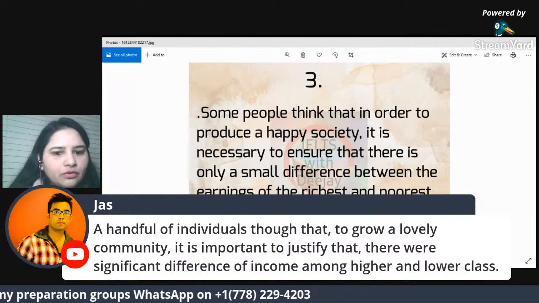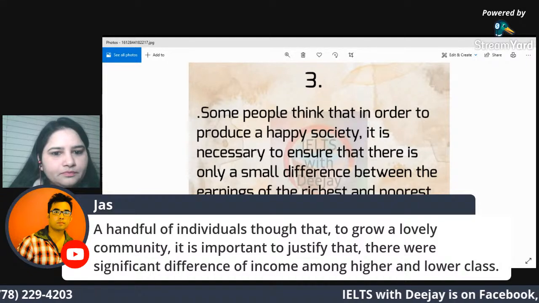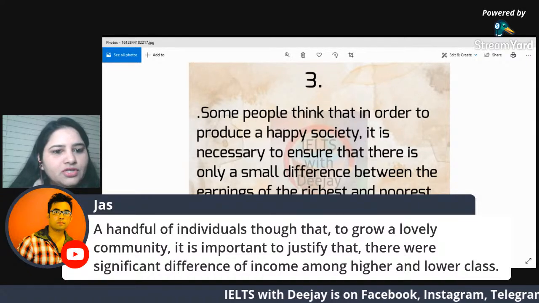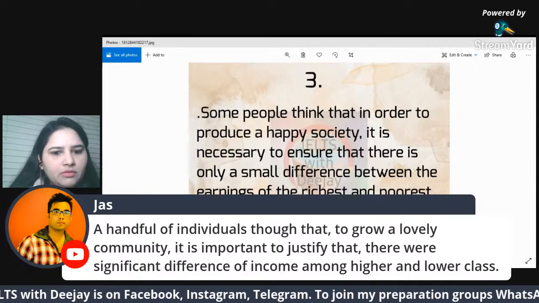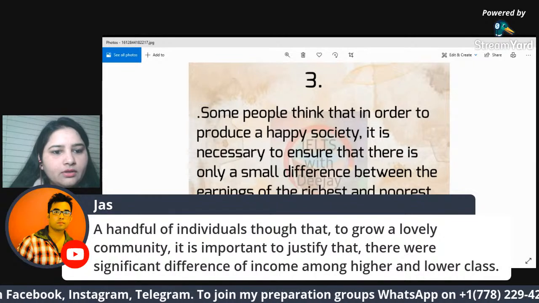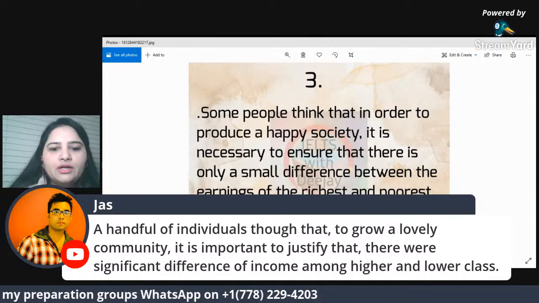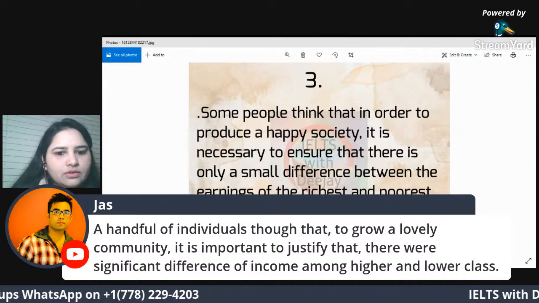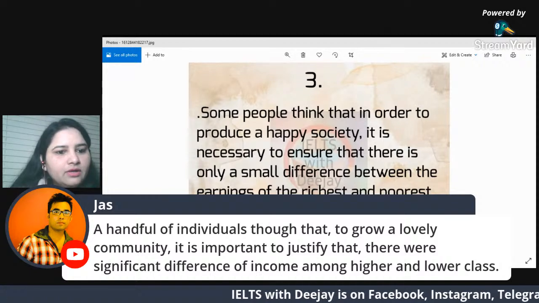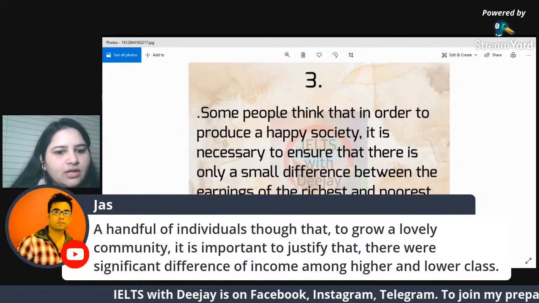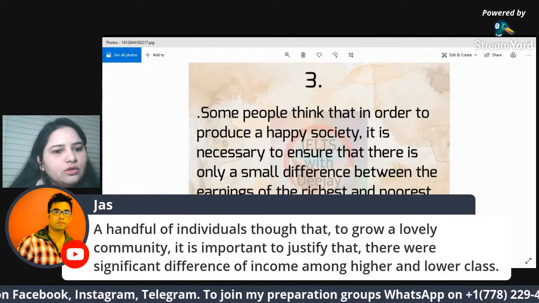Think are of the view that to grow a lovely community, it is important to justify that there were, there are. You're changing the tense actually. There are significant difference of income among higher and lower class. There should be significant difference of income among higher and lower class. Yes, this is the word, the end words, higher and lower class. This is perfect. There's some issue with the tenses that you have changed. Like for think, you have changed it to thought. That is not correct. Just work on this.